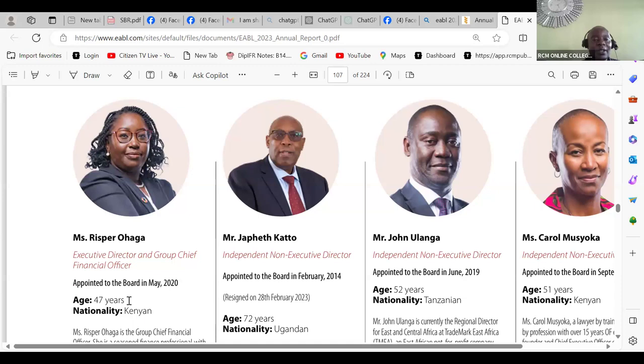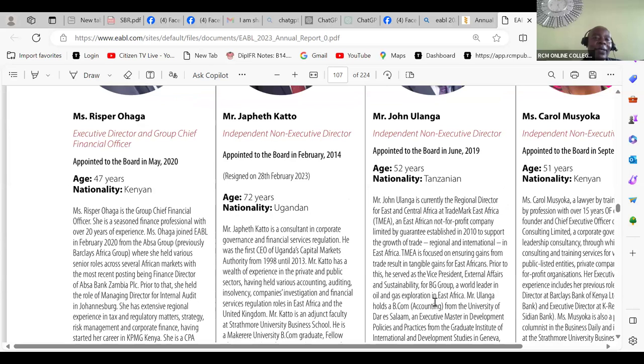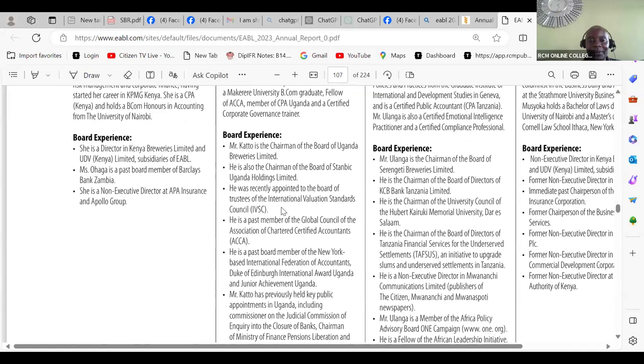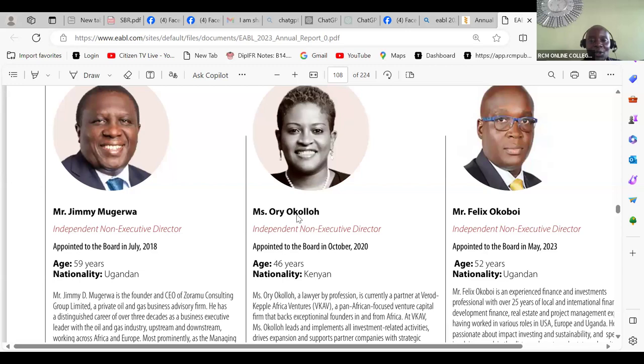And you can see board dynamism here. You can see guys are moving out. Like this guy called Jafet Kato resigned on 28th February. Mr. John Ulanga, Tanzanian, diversity. You can see we also had this guy, must have been quite an old guy, which is very good in terms of diversity and inclusivity, 72 years, Ugandan. So you can see we have Mr. Jimmy Mugerwa, Ugandan, Miss Ori Okolo, Kenyan, Mr. Felix Okoboi, Ugandan, 52 years.